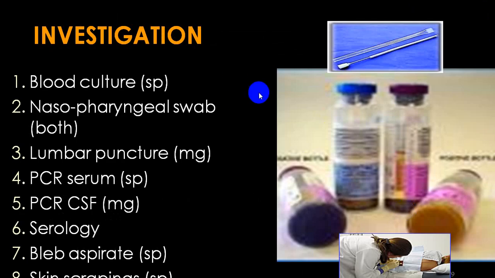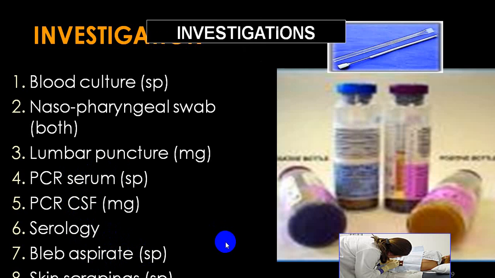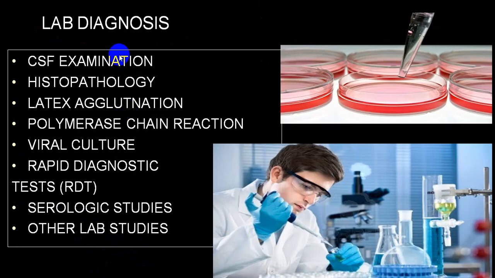So blood culture, nasopharyngeal culture, lumbar puncture, going for PCR, maybe from blood or from CSF. Then you can have scraping done from a bleb or skin, etc. to find out the organisms. So CSF examination, PCR, viral culture, rapid diagnostic test by doing serological or other laboratory study will be very, very helpful.